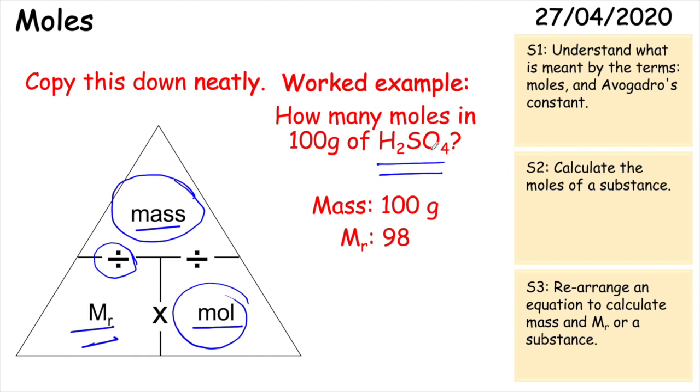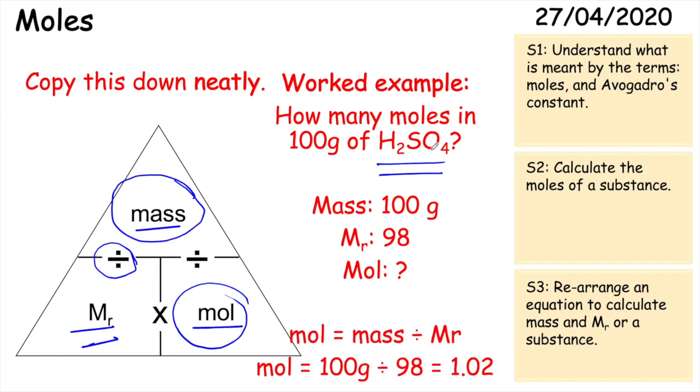So once you've got the mass and the MR, it's just a case of plugging them in to a calculation. So moles equals mass divided by MR. So mass, 100 divided by MR, 98, and we get 1.02. We're going to do some together. We're going to do one more worked example, and then I'll give you some to have a go at.